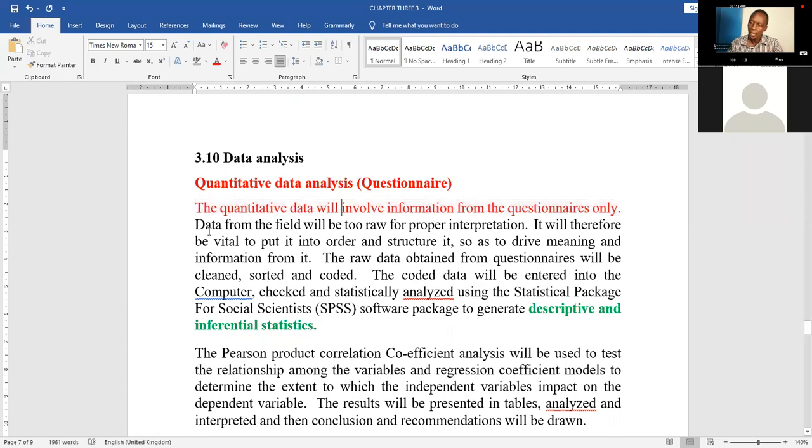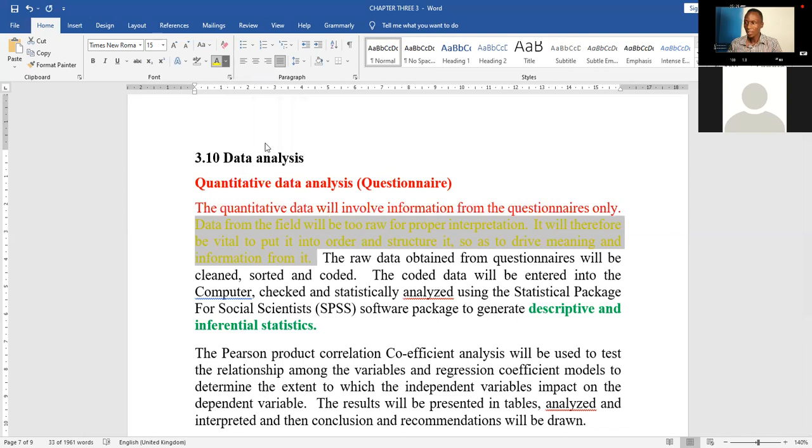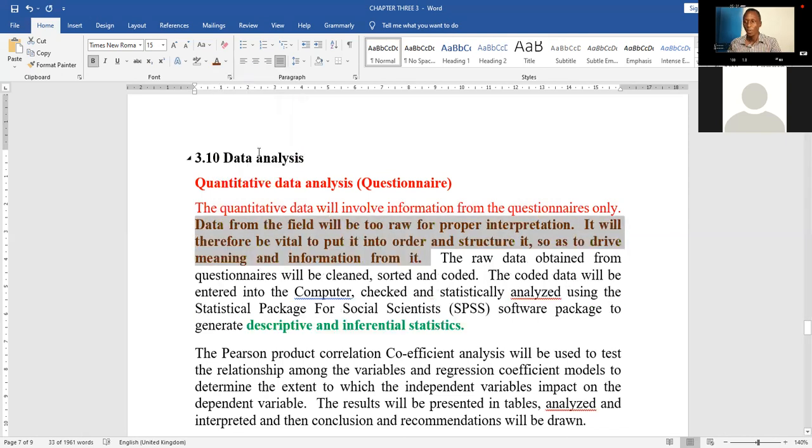The data from the field will be too raw for proper interpretation. It will therefore be vital to put it in order, structure it so as to derive meaning and information from it. When you are gathering information from the field, this information sometimes can be very raw. That's why you are going to structure it and put it in order so that you can derive meaning and information from it.